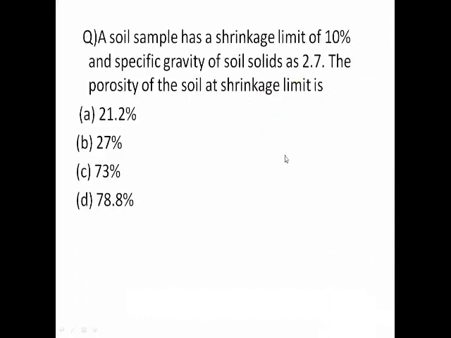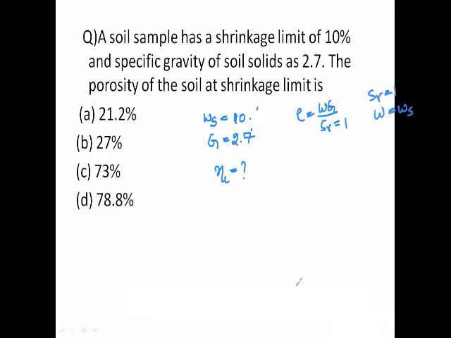Next question: a soil sample has a shrinkage limit of 10%, and the specific gravity is given as 2.7. It asks what the porosity of the soil is at the shrinkage limit. We know that e is equal to wG divided by S_r. When S_r is equal to 1, fully saturated, then the water content will become Ws.